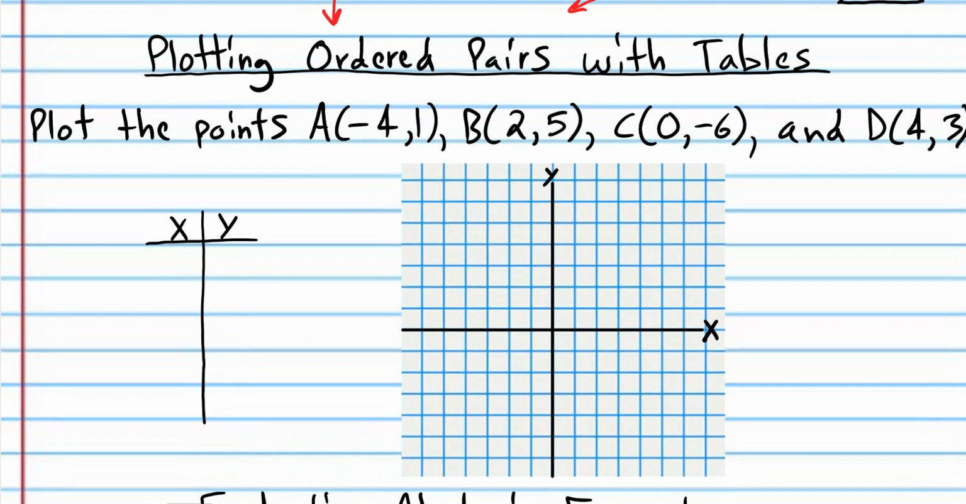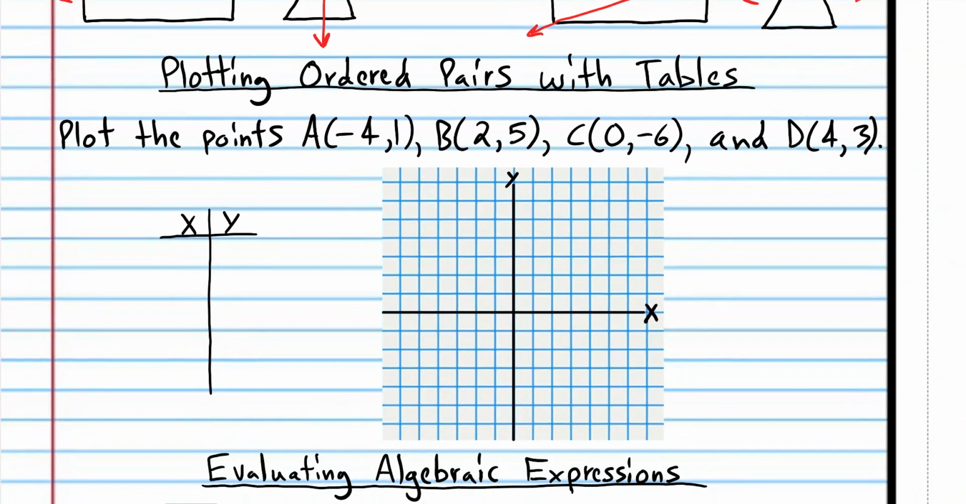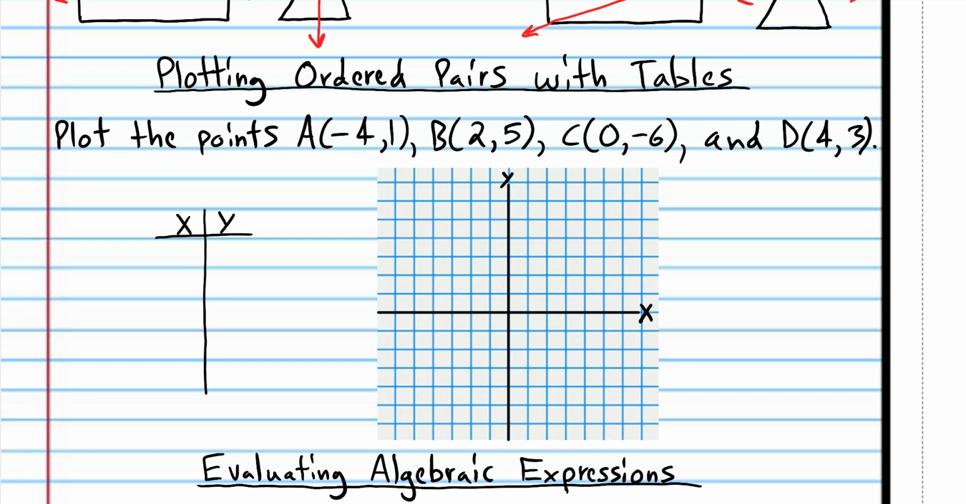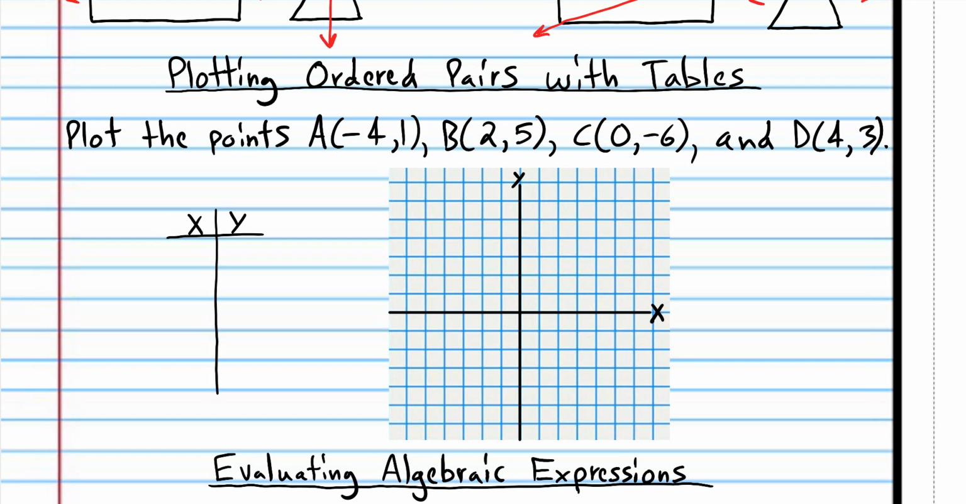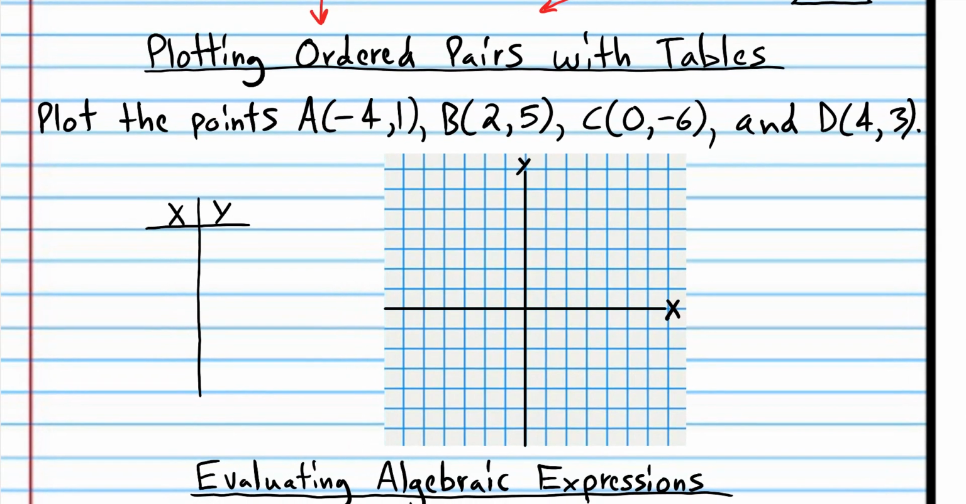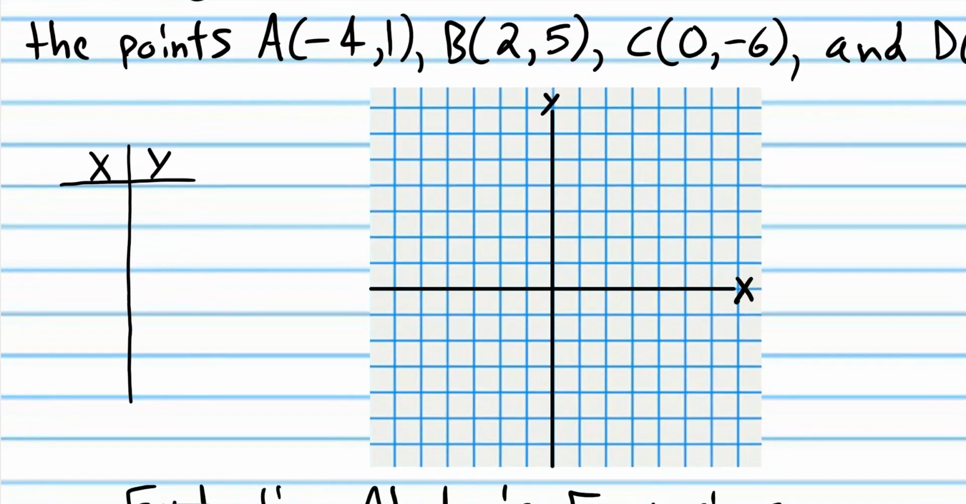Now, I know that you know how to plot ordered pairs. I know you know how to plot points on a graph. But because that's so important for the lesson today, we need to go ahead and review that really quickly. Now we have a point (-4, 1), and so we're going to go ahead and graph that.